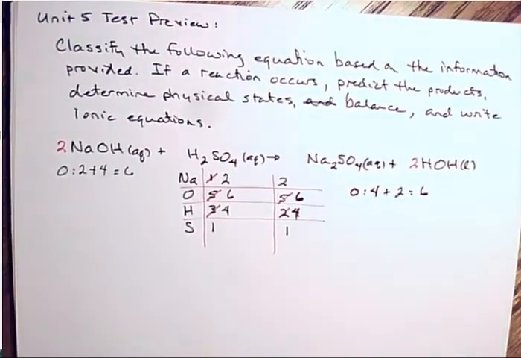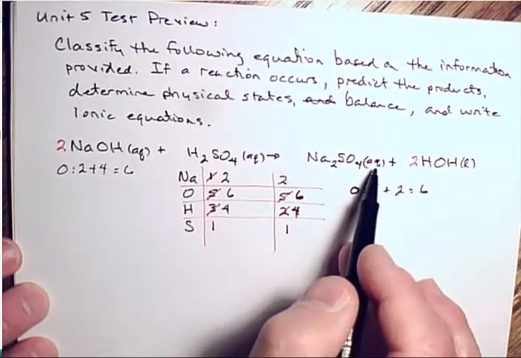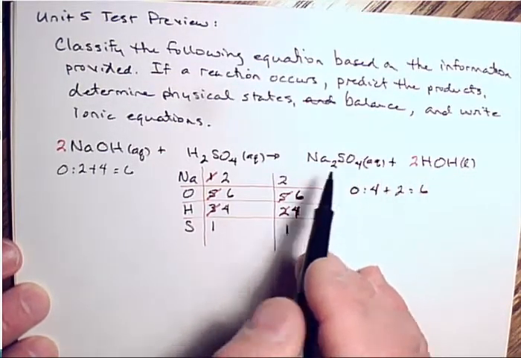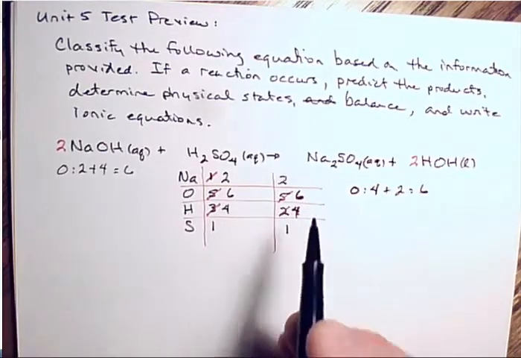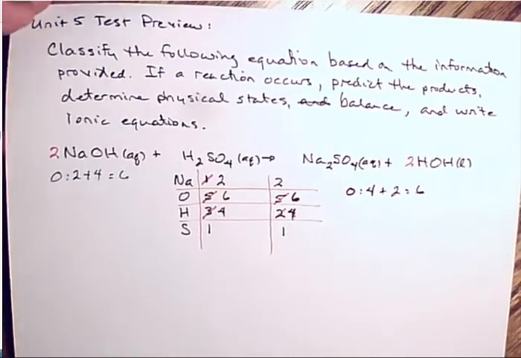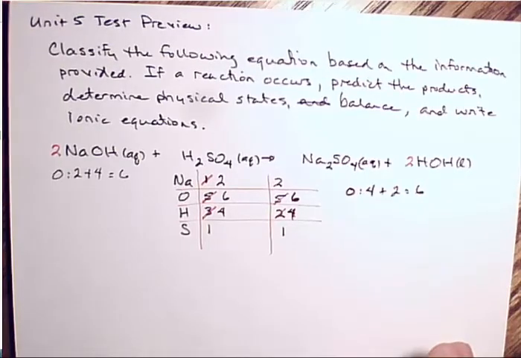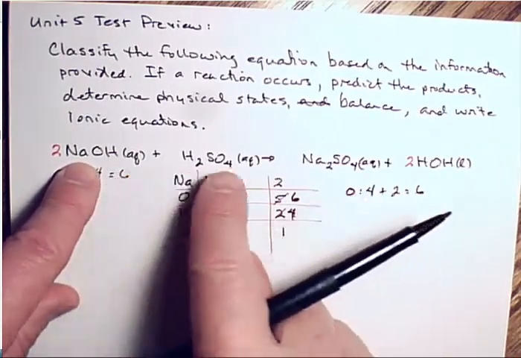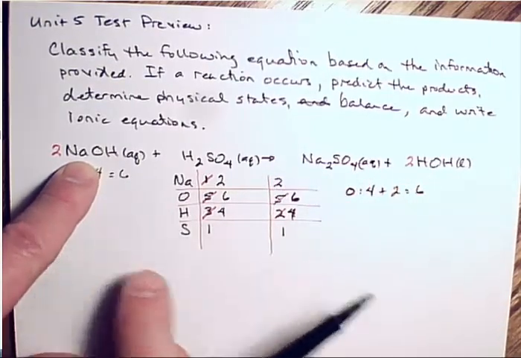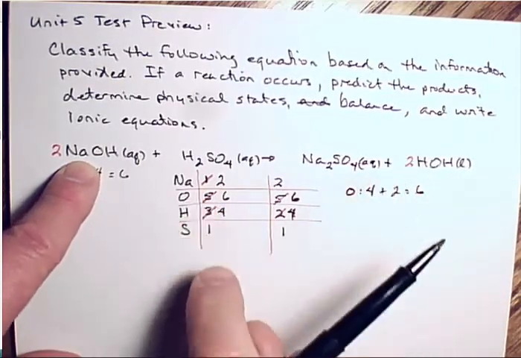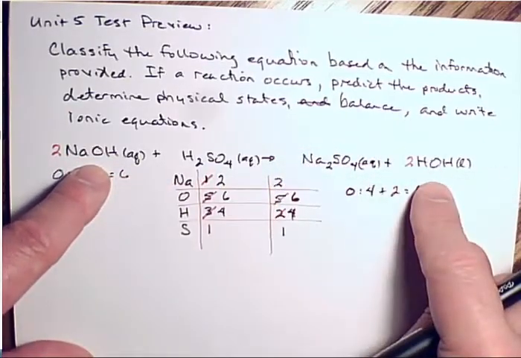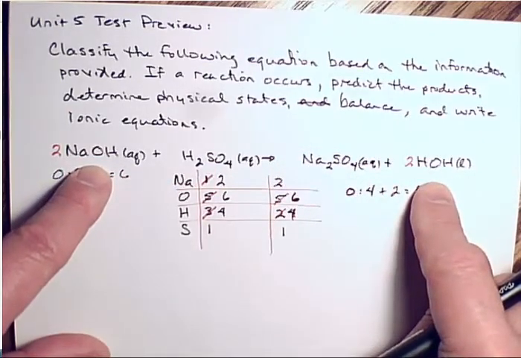Alright, now then, we predicted the physical states because these symbols here are the physical state symbols. We're ready now to write the ionic equations. And the only equations for which you have ionic equations are single replacement and double replacement. And since this is both double replacement and acid base, I need to write that down here somewhere. I'm going to do that after I do the ionic equations. Since this is a double replacement reaction, we will have an ionic equation.